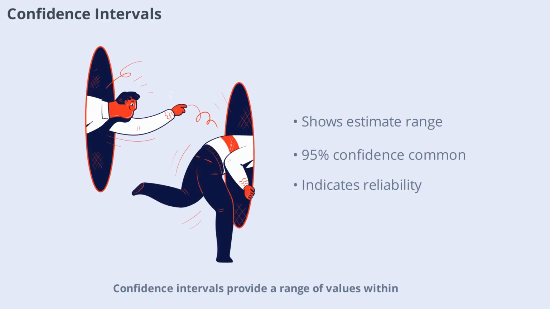Confidence intervals provide a range of values within which the true regression coefficients are likely to fall. For example, a 95% confidence interval means you can be 95% confident the true value lies within that range. Confidence intervals help you understand the precision and reliability of your regression estimates.